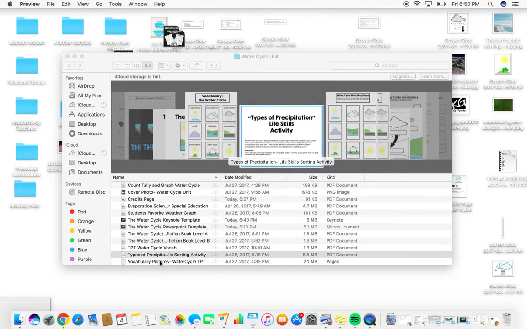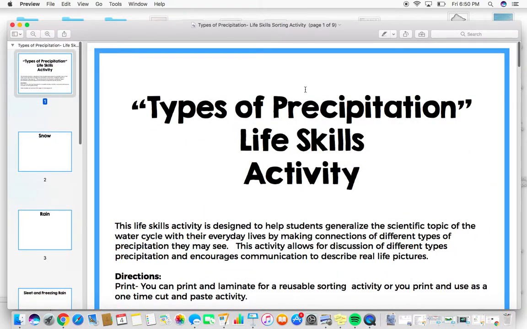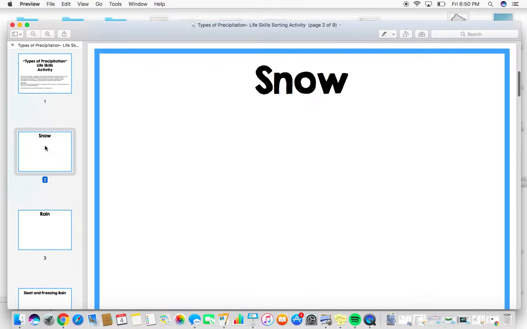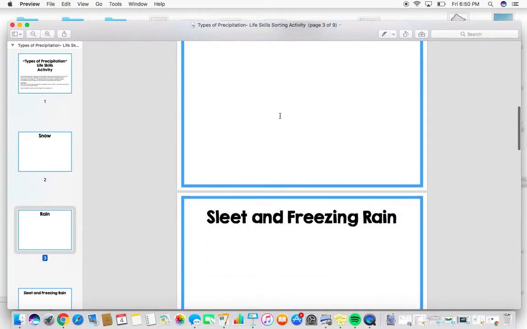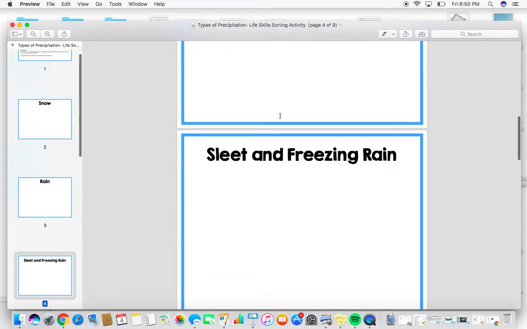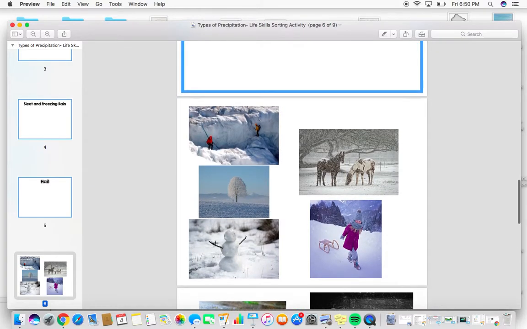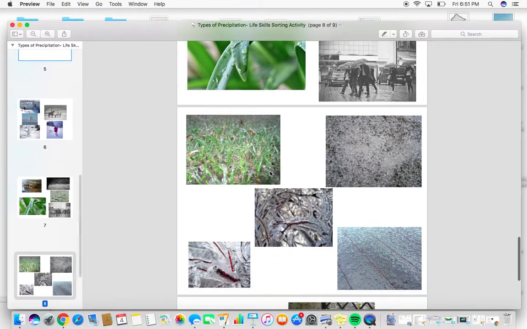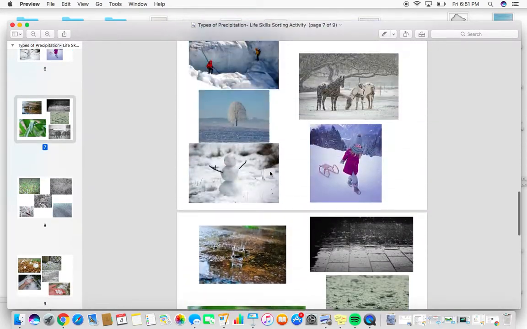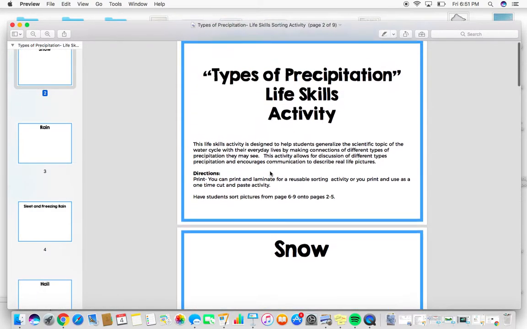We then have a life skills activity. So you've got types of precipitation. You can print out these little boards and laminate if you want. And then you have different types of precipitation, and then down below you have pictures that show those different types. You cut those out and the students will sort onto the different boards to show what type of precipitation it is.